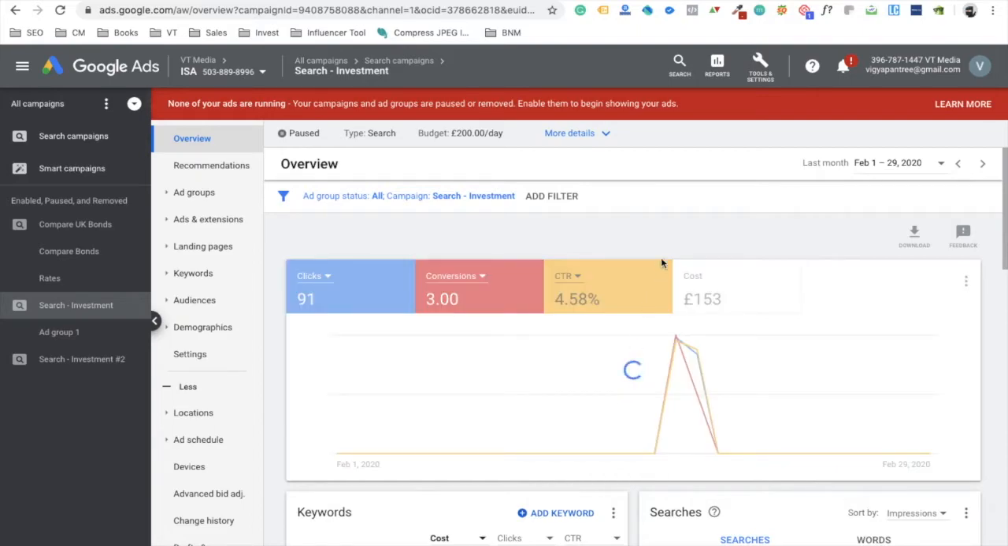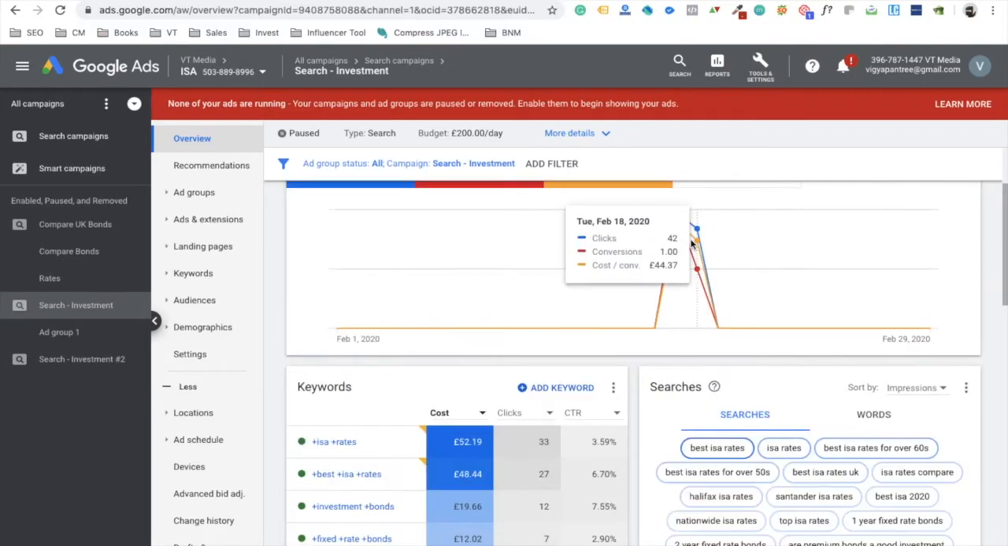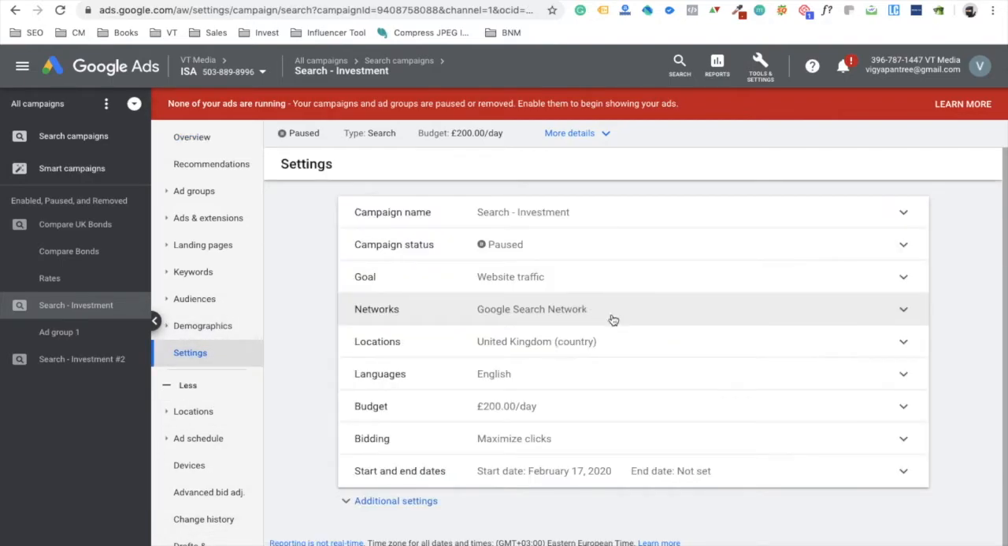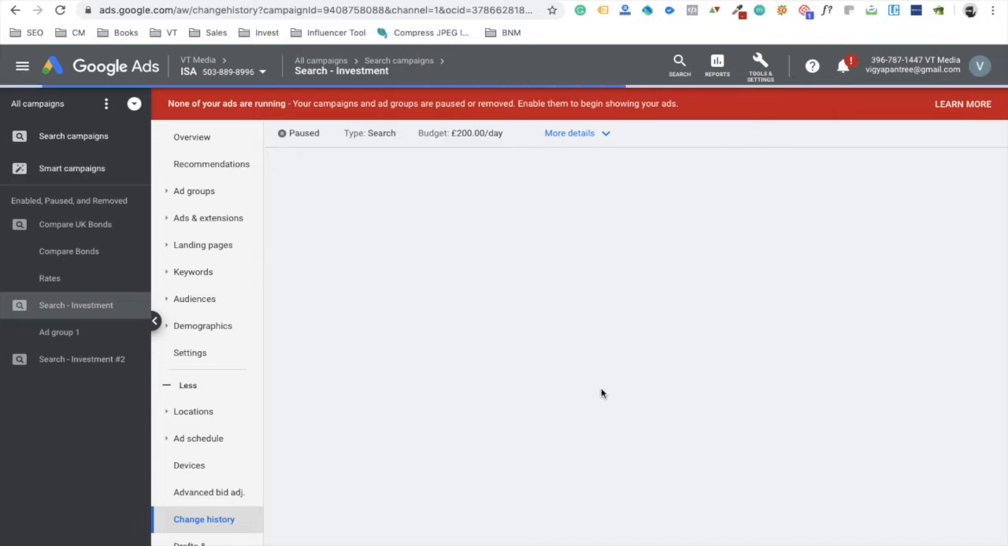cost per conversion was 50.86, which is too high as per the industry norms, according to the client. The client said that his competitors are getting a lead at a cost of around 20 to 30 pounds per lead, and we were getting it at 50 pounds, which is okay. I started this campaign very late in Feb. So I started on 17th Feb, and I think I paused this campaign. When did I pause this campaign?